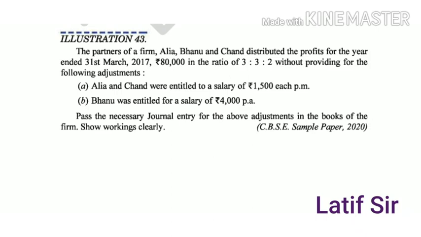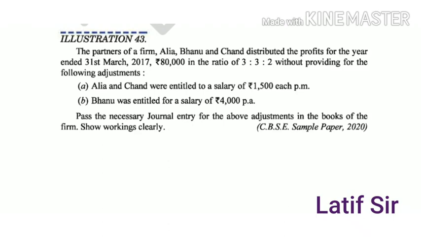Here in the illustration, you can see that in a partnership firm, there are three partners, Alia, Bhanu and Chand, who distributed the profit for the year ended 31st March 2017 of rupees 80,000 in the ratio of 3:3:2 without providing for the above adjustment. Number A, Alia and Chand were entitled to a salary of 1500 each per month, and number B, Bhanu was entitled to a salary of 4000 per annum. Pass necessary journal entries for the above adjustment in the books of the firm. Show your working clearly.